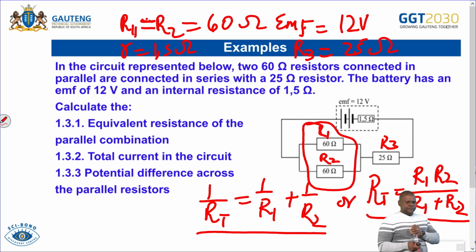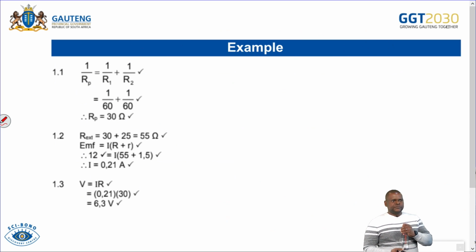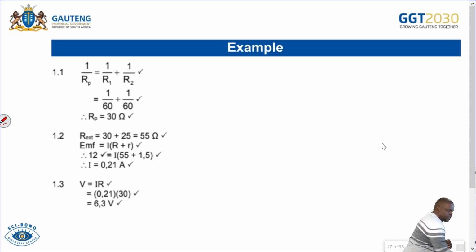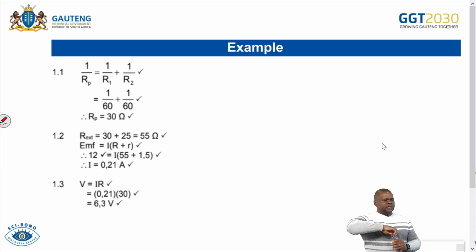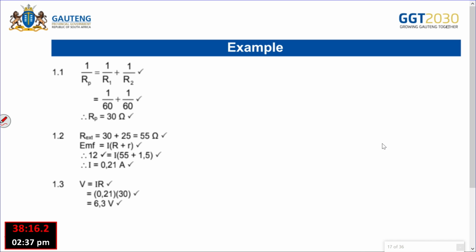Okay, grade 11s. Let's go to the solutions. These are our solutions. 1.1, they said calculate what? Calculate the total resistance of the resistors that are connected in parallel.